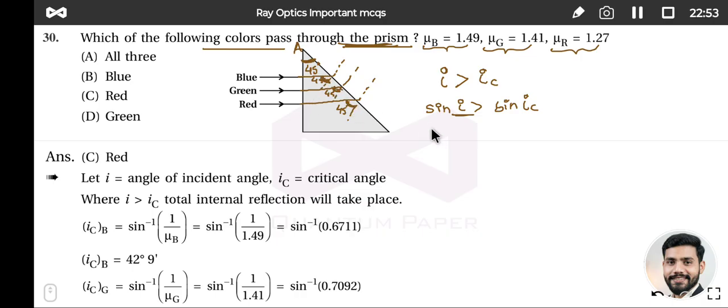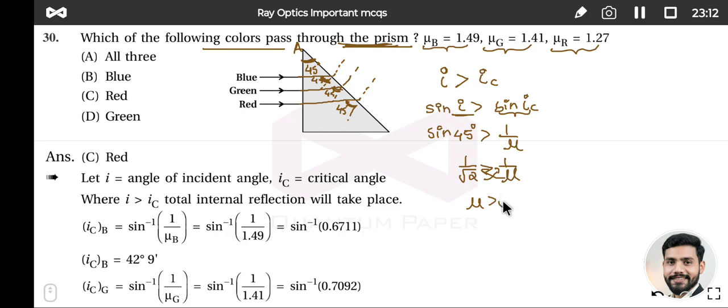So sine 45 is greater than, now we know the formula of sine IC in terms of refractive index, which is 1 upon mu. And sine 45 is 1 by root 2, greater than 1 upon mu. If we do the cross multiplication, mu must be greater than root 2. We are getting this condition. And here equal to is also there. The angle of incidence must be greater than or equal to the critical angle, so mu must be greater than or equal to root 2. Root 2 is approximately 1.41.